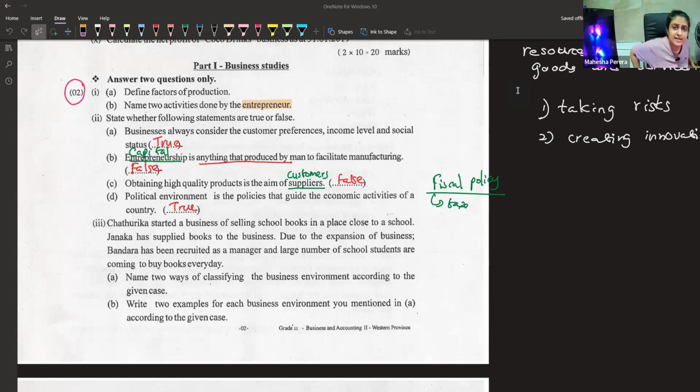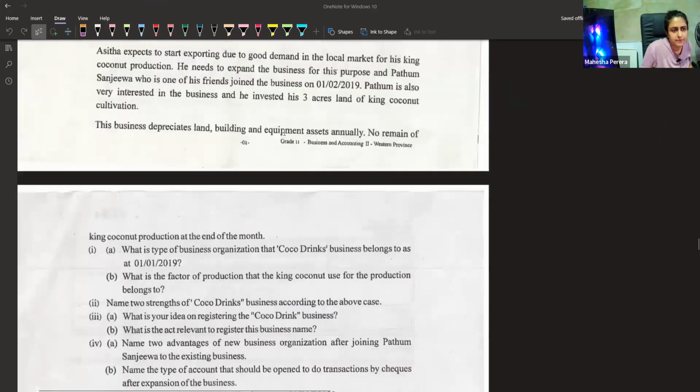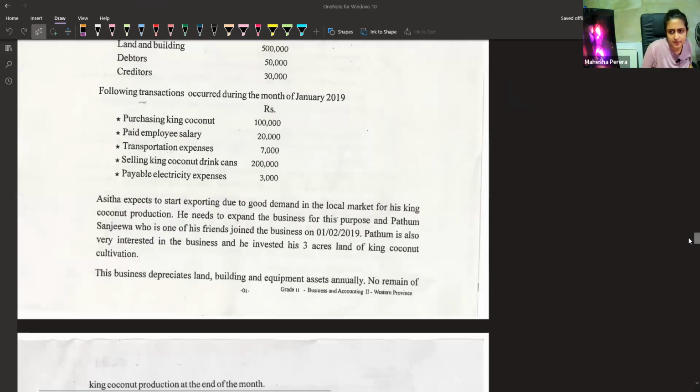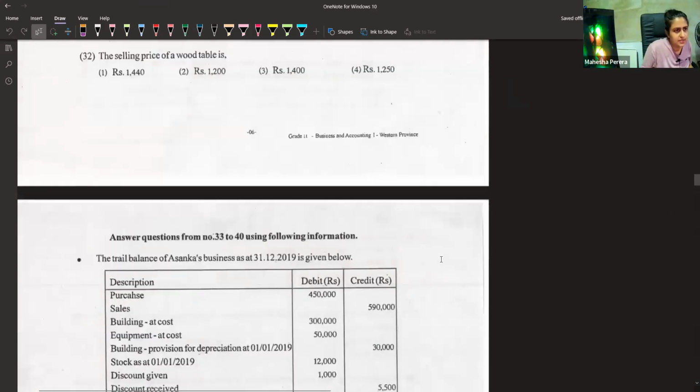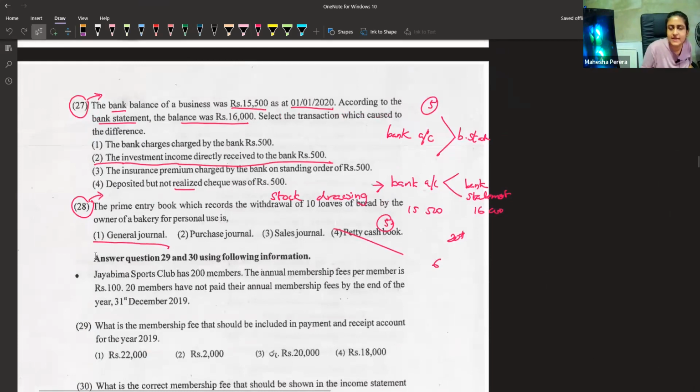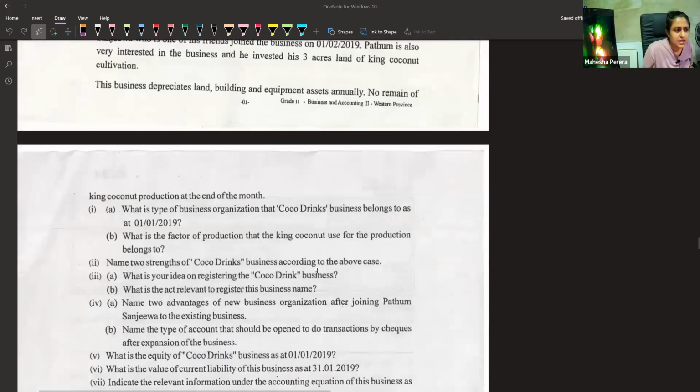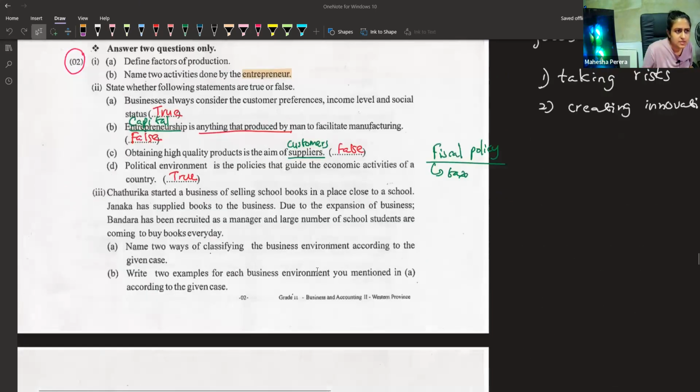Do you remember last time we discussed the 2020 Western Province third term test paper, up to question number 28, right? So let's do the second question. We did up to Roman figure 2 in the last online class. So let's continue from here.